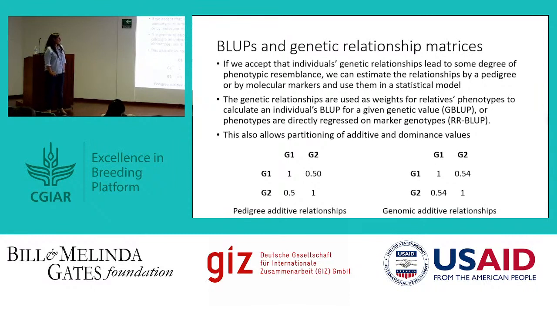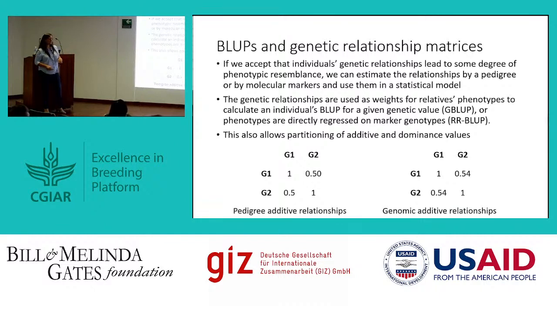Looking at what a relationship matrix would actually look like, I said, if we have two genotypes and we want to look at their additive relationships, which are different from their dominance relationships, their relationship with themselves is in theory going to be one. When you estimate it, it might not be exactly one. And then here, the two individuals have an additive relationship of 0.5. They share half of their alleles by descent, and we estimate that from the pedigree, okay? And these are the weights that would go into that model and get used somehow.